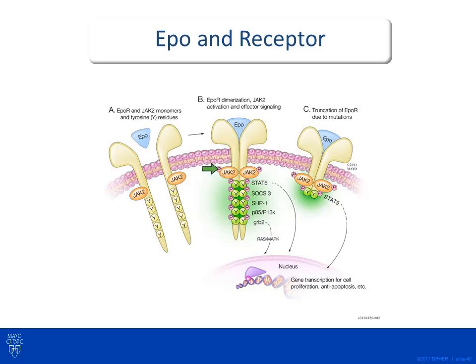JAK2 autophosphorylates itself, and then, as we talked about, initiates phosphorylation of all these tyrosine residues on all these different signaling pathways. Here's the STAT5, with the end result that these now upregulate genes that are involved in cellular proliferation. Some of these actually are negative regulators, like SHIP1. In other words, they act to shut this whole signaling cascade down when it's not needed.